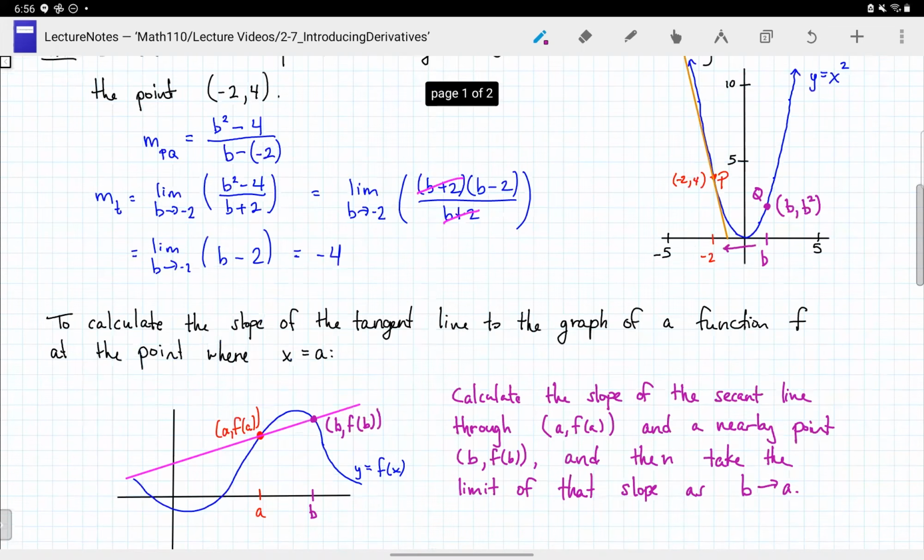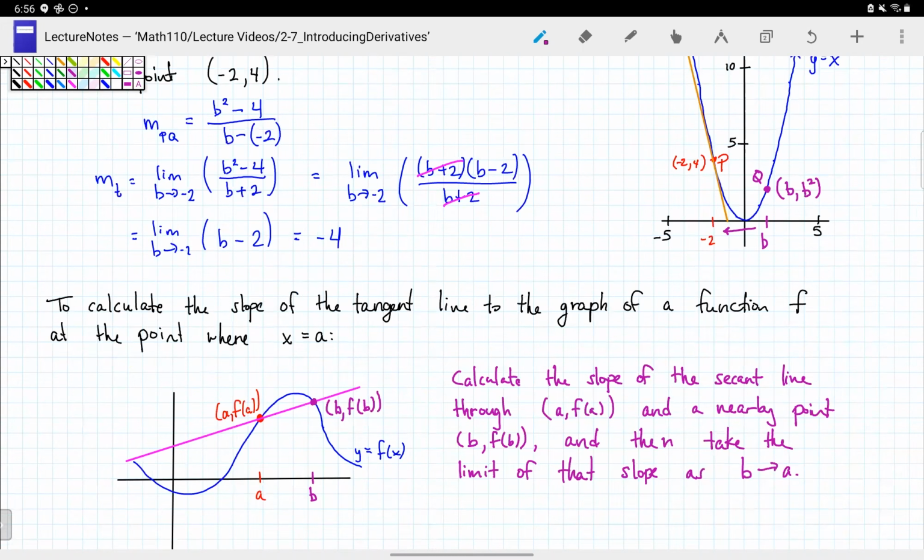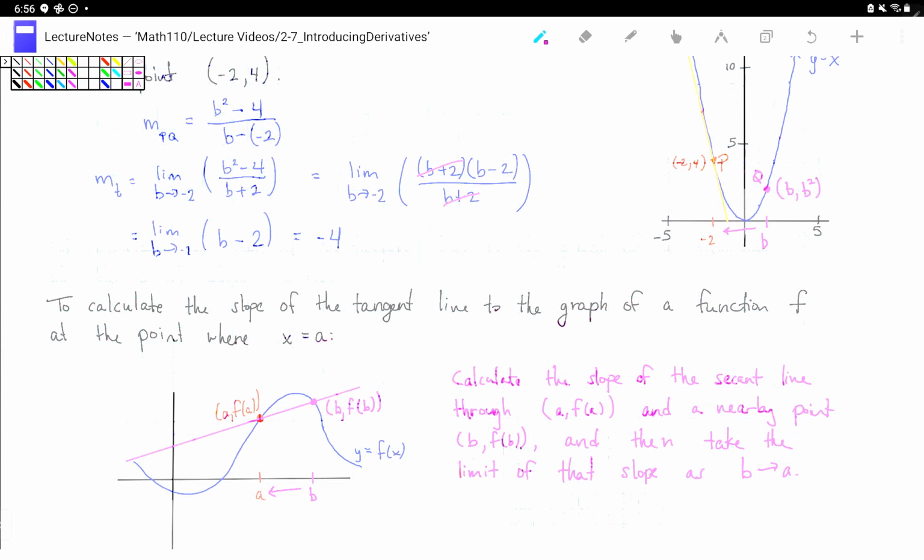Okay, so this is what we do when we calculate the slope of a tangent line to the graph of a function f at the point where x equals a. So this is my generic picture of a function y equals f of x. And what we're going to do is calculate the slope of a secant line, again, through the point a comma f of a and a nearby point b comma f of b. And then we're going to take a limit of that slope as b approaches a.